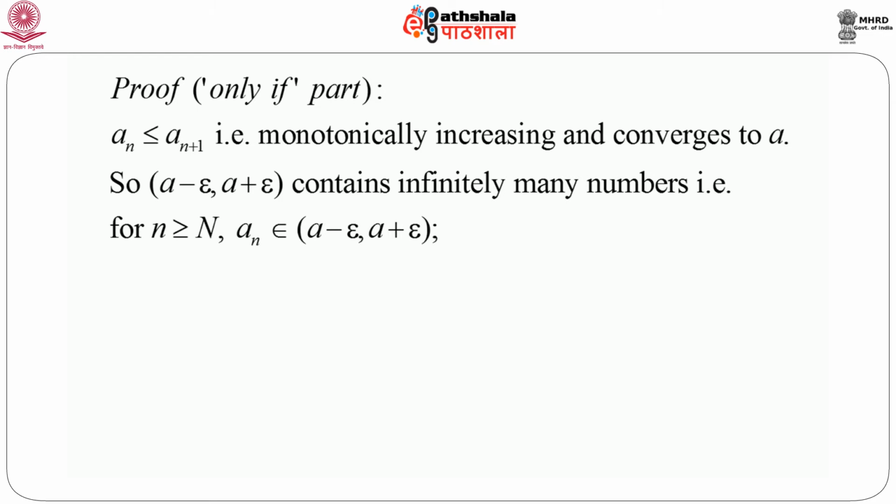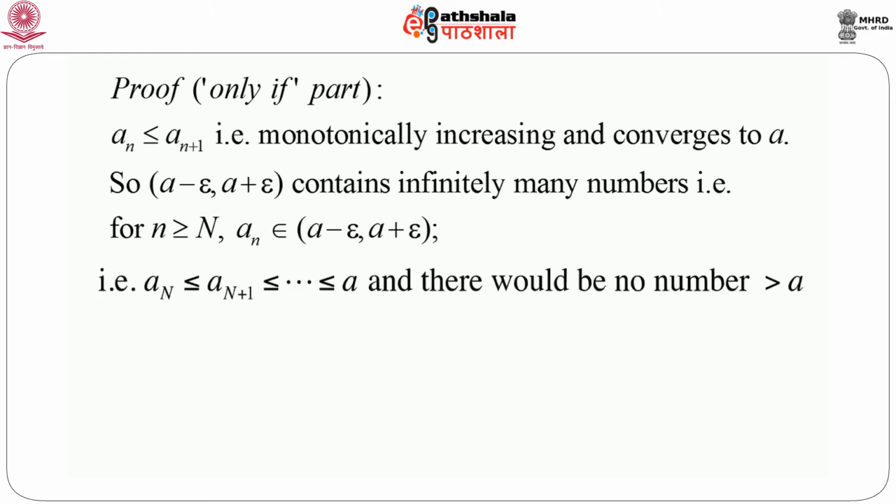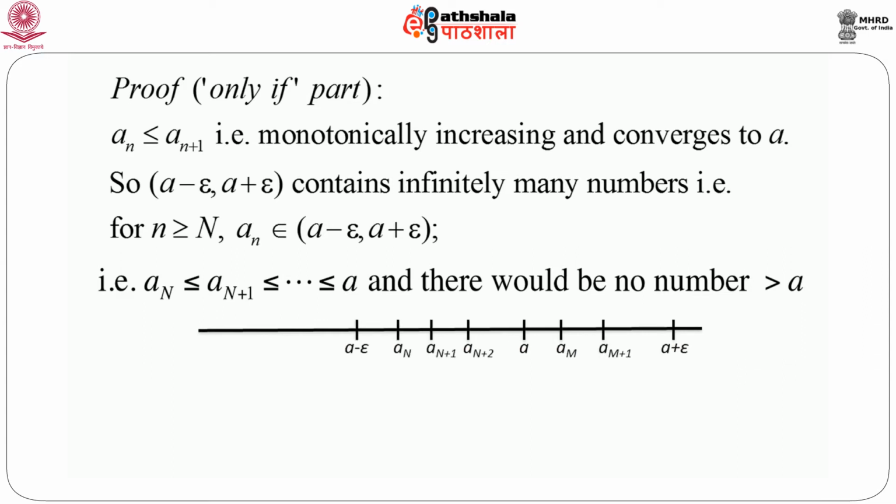That means we can immediately have that a_N is less than or equal to a_(N+1), and so on, less than or equal to a, and there would not be any number you can find in the sequence a_n which is greater than a. Let's see the following diagram. So, here is the line, here is the a, the value of a lies here. For a fixed, pre-assigned positive quantity epsilon, we can always have a minus epsilon to a plus epsilon, these 2 points.